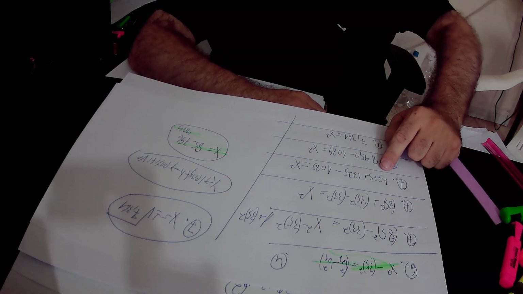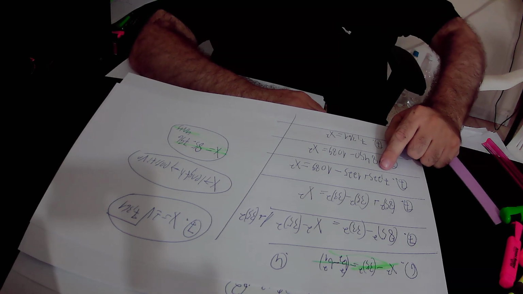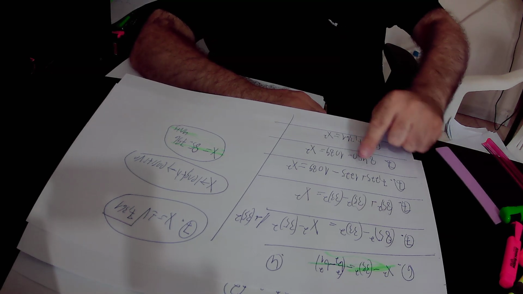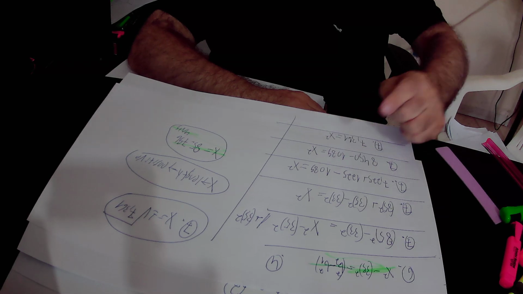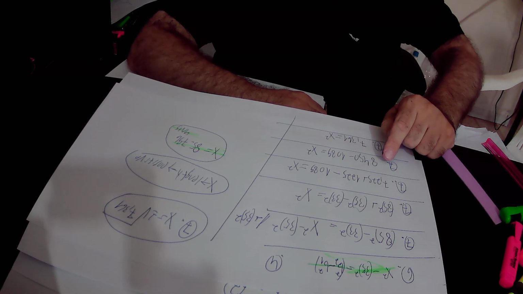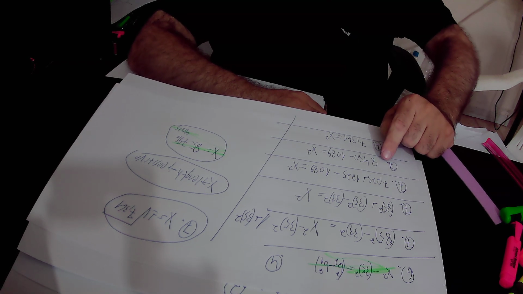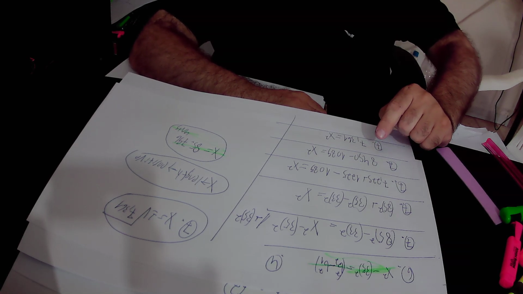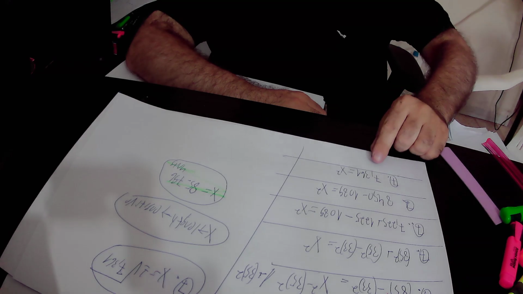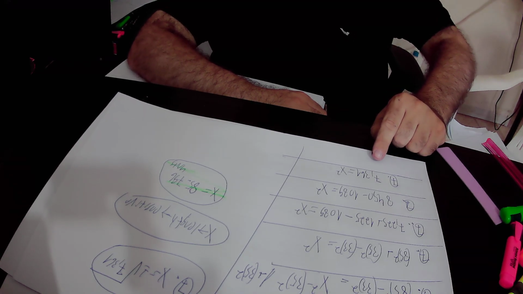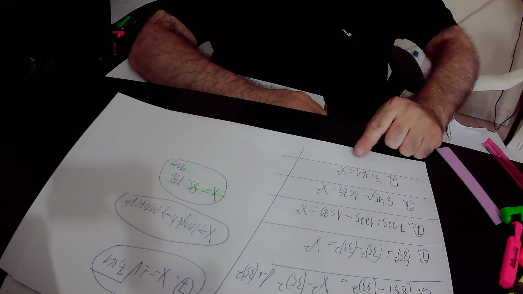85 square is 7,225, plus 35 square is 1,225, minus 33 square is 1,089. That is equal to x square. 7,225 plus 1,225 is 8,450, minus 1,089 equals x square. 8,450 minus 1,089 is 7,361. That is equal to x square.